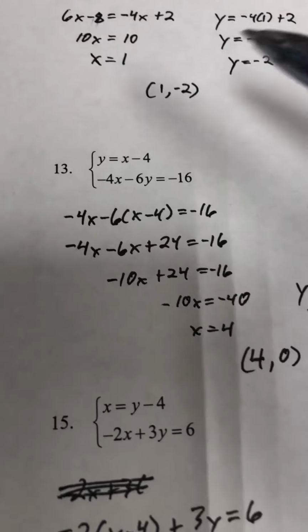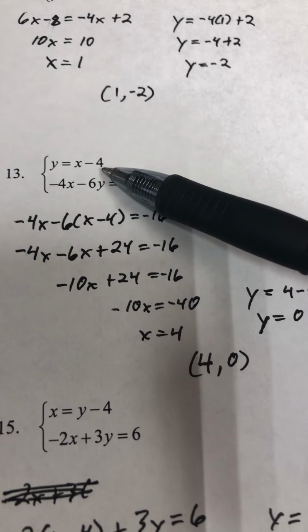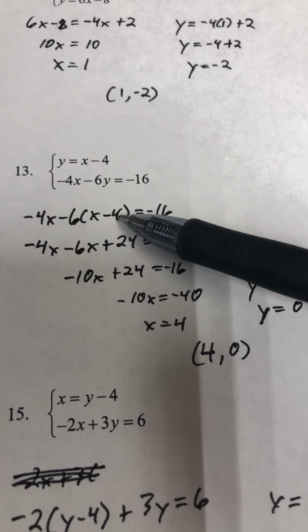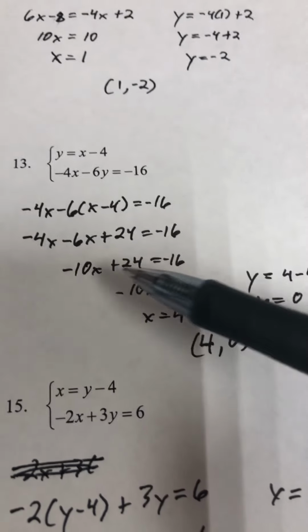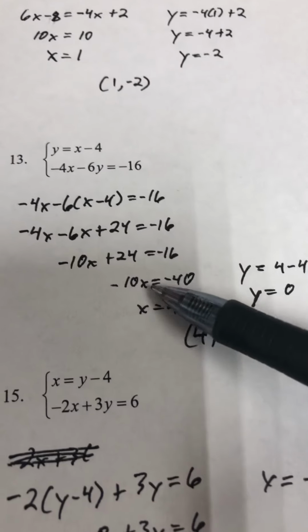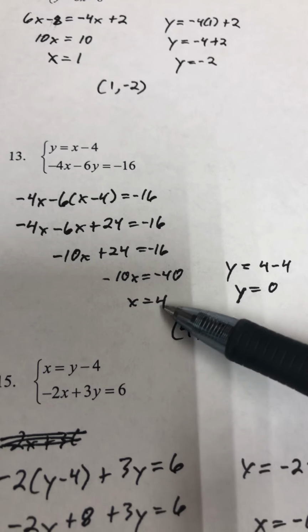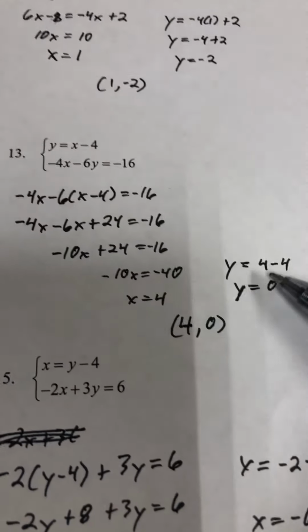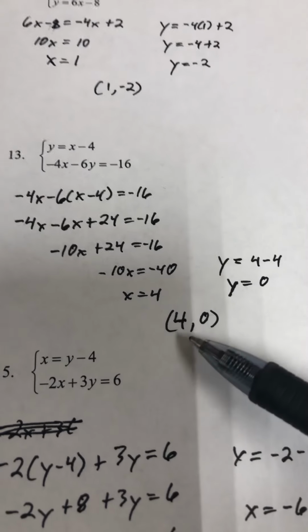Number 13. I'm given my y value as x minus 4. So where I see y down here, I put in x minus 4. And then I just work the problem out, use the distributive property, combine my like terms, isolate the variable x, and I get x equals 4. Now I know that x equals 4. I plug it back in for my x value. 4 minus 4 equals 0. So y equals 0. So my solution is 4, 0.